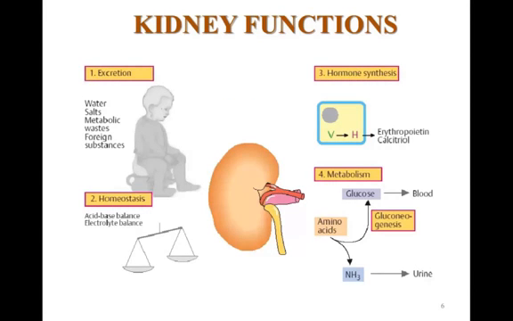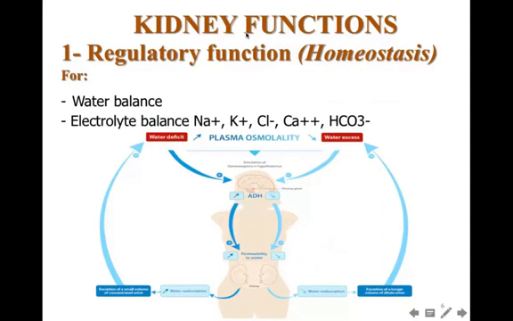Generally speaking, kidneys maintain internal homeostasis. We can summarize kidneys' action in 4 points. 1. Regulatory function, or as we've mentioned it, homeostasis, for water and electrolyte balance. Sodium, potassium, chloride, calcium, and bicarbonate are electrolytes present in our body.